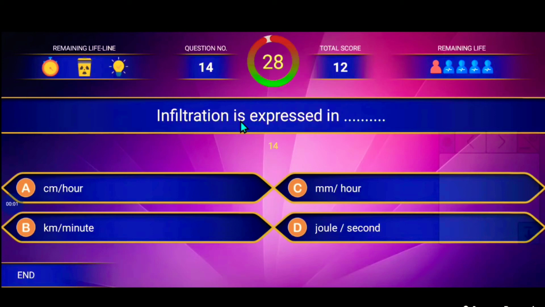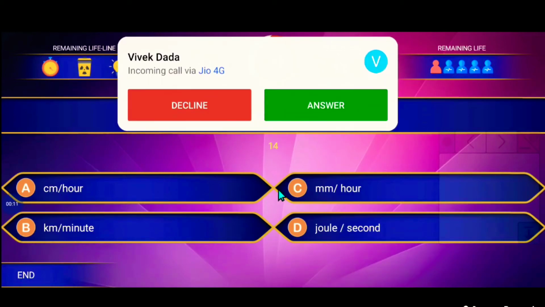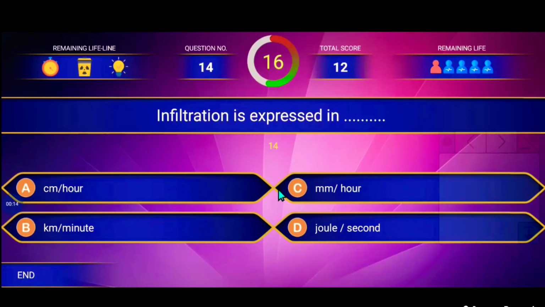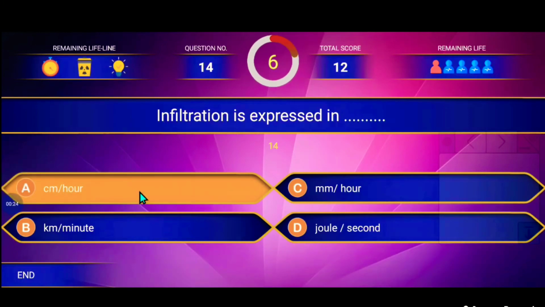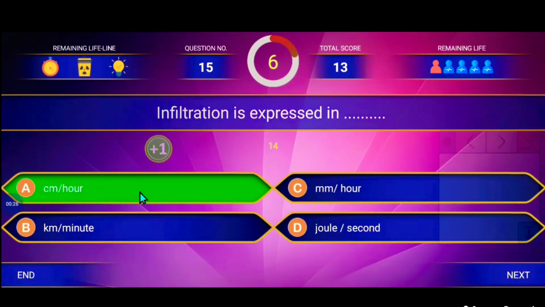So the next question is, the infiltration is expressed in, first option is centimeter per hour, second one is dash, and the third option is millimeter per hour, and the fourth option is joule per second. So the correct option is centimeter per hour. Go to the next question.